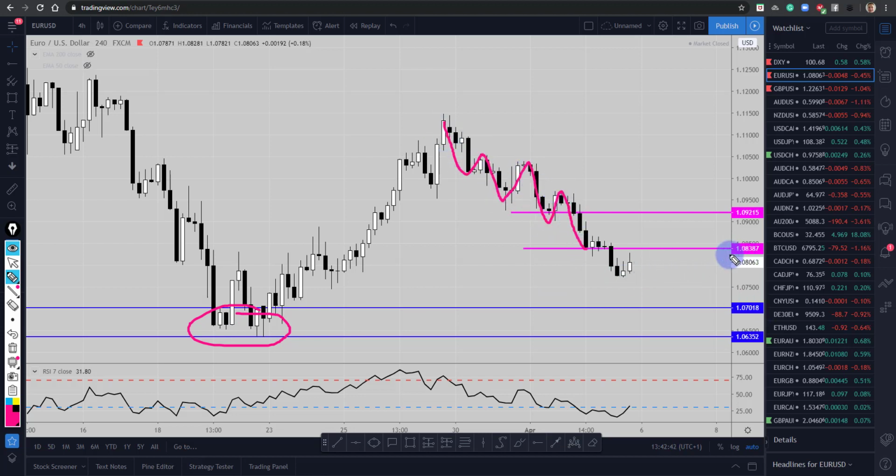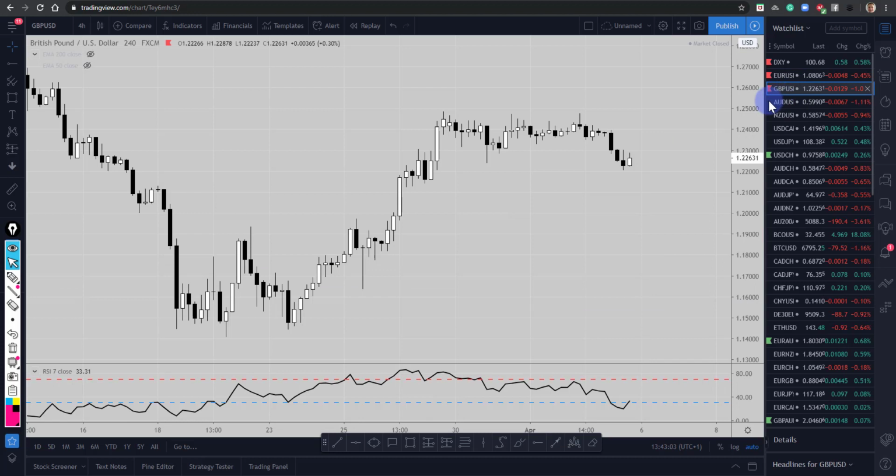2 areas of interest: 1.0838 and 1.0921. If the market gets back to here, I'll be looking for shorts. If the market reacts in here as well, we could look for early short positions into this key supporting zone through there. So again, following that dollar buying at that point.